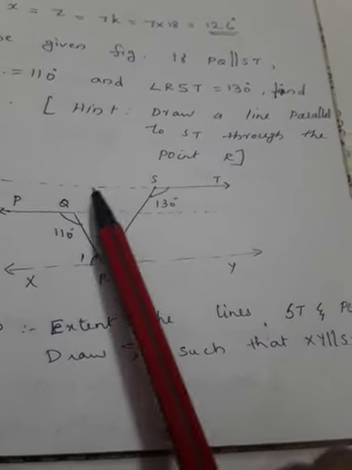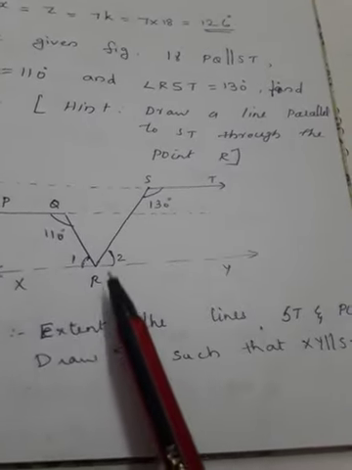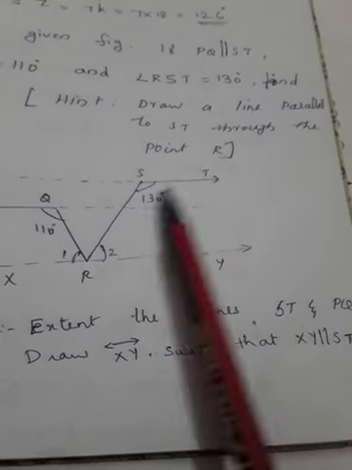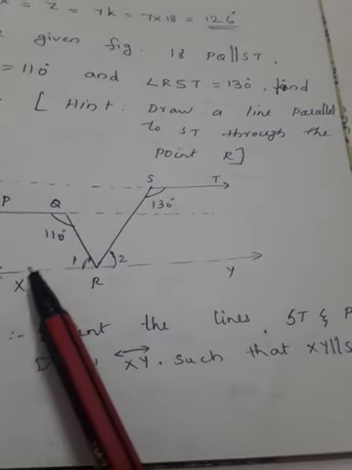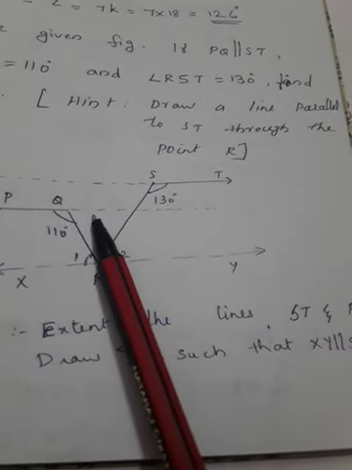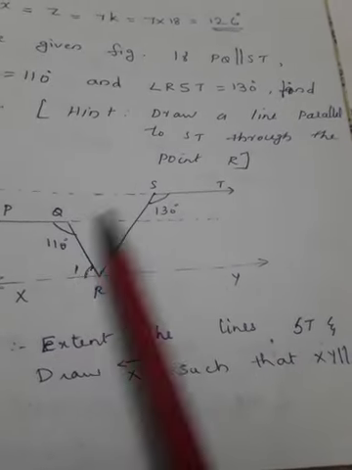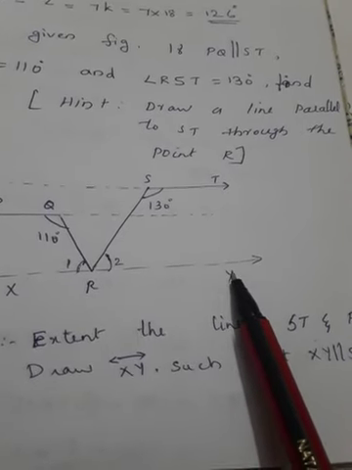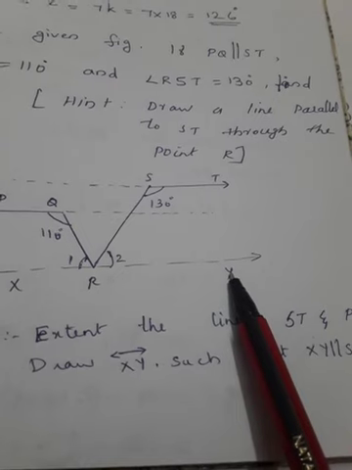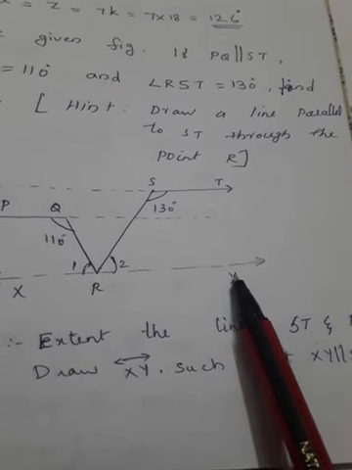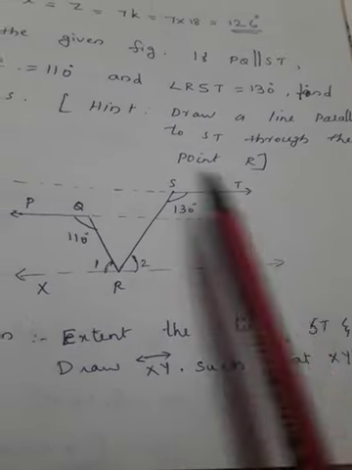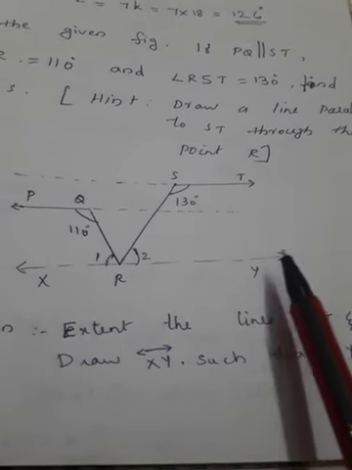Extend the lines ST and PQ and draw line XY such that XY parallel ST, or we can draw that as XY parallel PQ also. Anyway, PQ parallel ST parallel XY. By the theorem, lines which are parallel to the same line are parallel to each other. Using that theorem, we can say ST parallel PQ parallel XY.